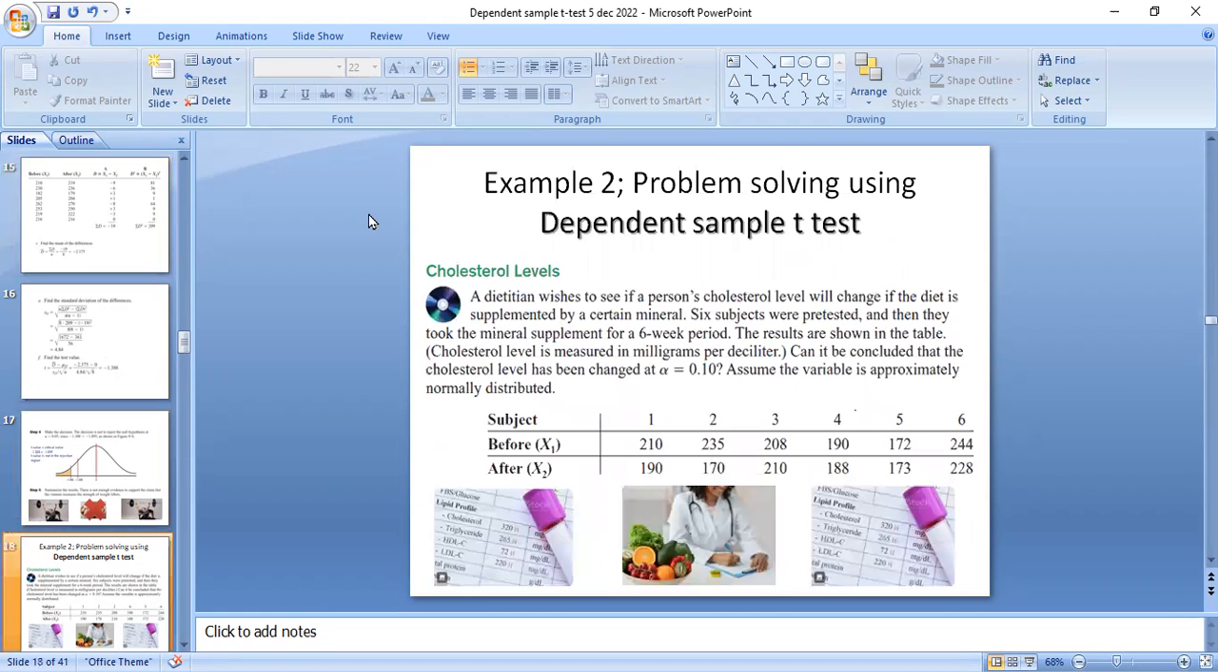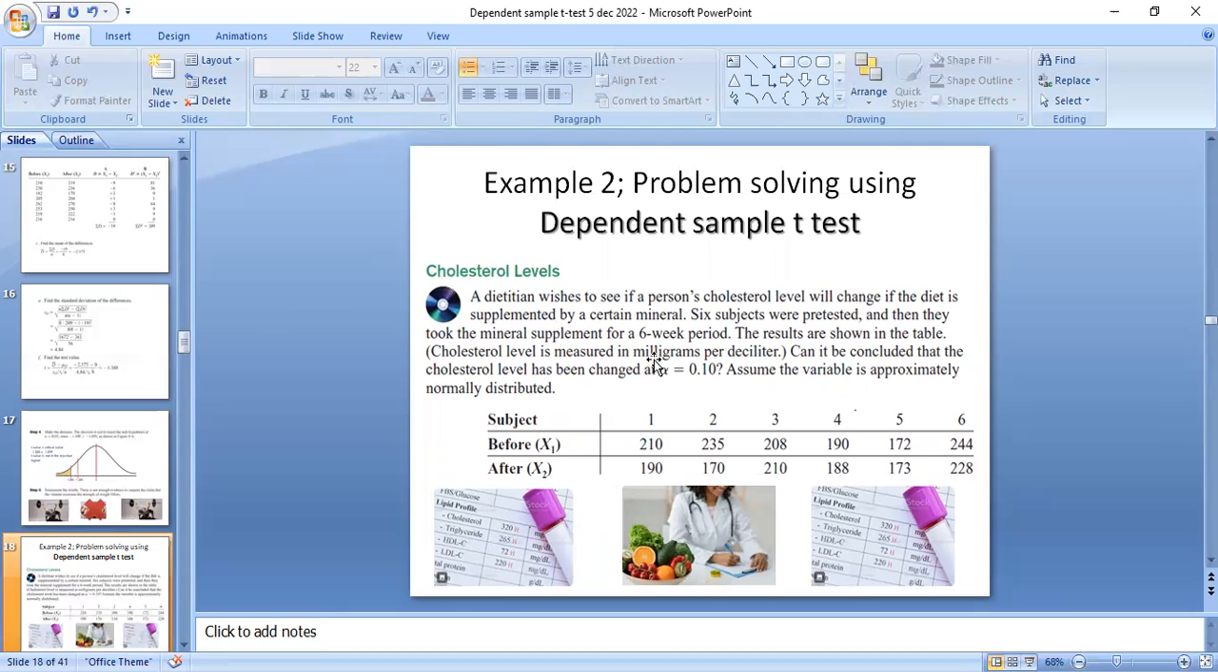Here is a second example of problem solving of the dependent sample t-test. This is an example of cholesterol level. A dietitian wishes to see if a person's cholesterol level will change if a diet is supplemented by a certain mineral. 6 subjects were pre-tested, and then they took the mineral supplement for a 6 week period. The results are shown in the table.